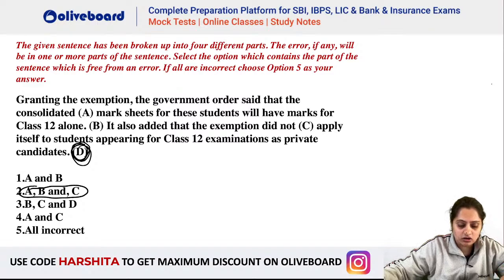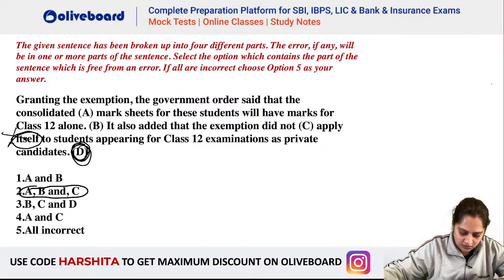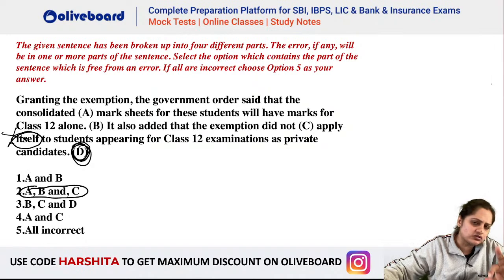You are giving the right answer. Logic. But now it also added the exemption did not apply itself to students. Do you need a reflexive pronoun here? It also added that the exemption did not apply to students appearing for class 12th examinations as private candidates. Very good, Saurabh. Why will you require "itself", apply itself? We are talking about exemption. That exemption did not apply to students. You will not use "itself" here. Okay? This is a little tough, this error, I know.